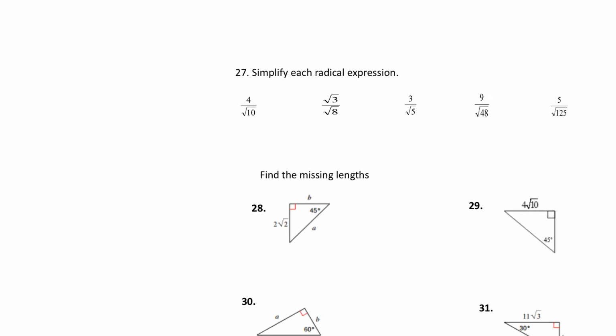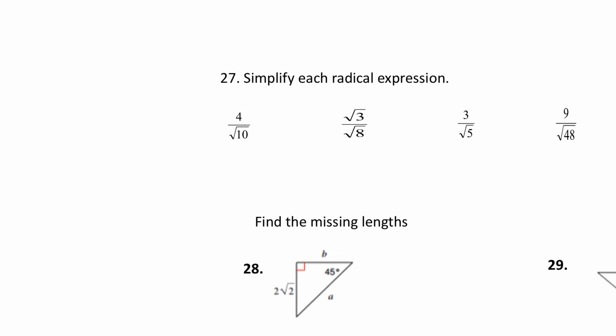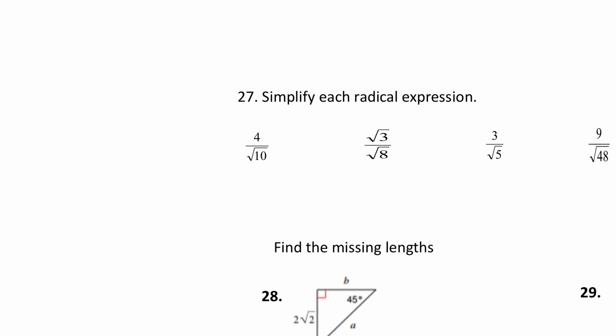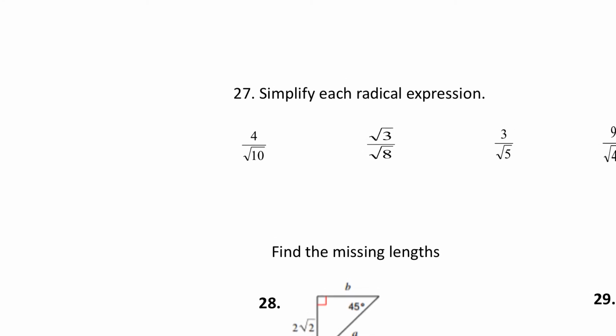So on this one, simplify the radical. So I want to get rid of that square root, that radical in the denominator. So how am I going to do that? Multiply by square root of 10 over square root of 10. So on top, I get 4 square root of 10. And on the bottom, what's square root of 10 times square root of 10? Square root of 100. What's the square root of 100? 10.